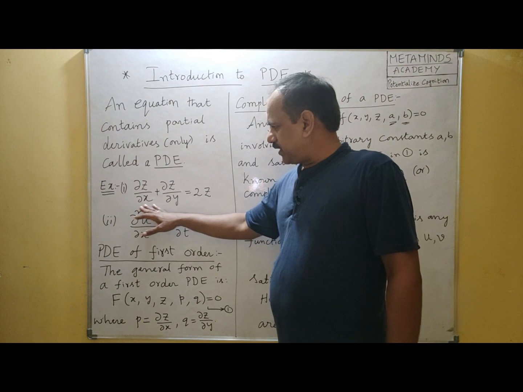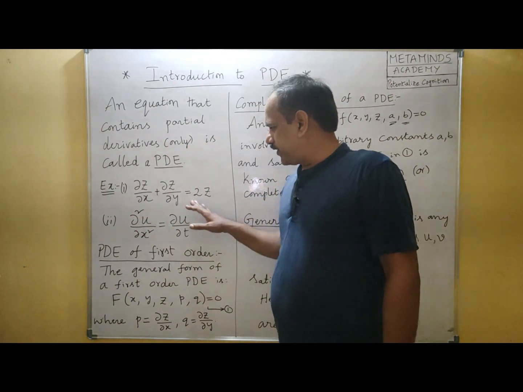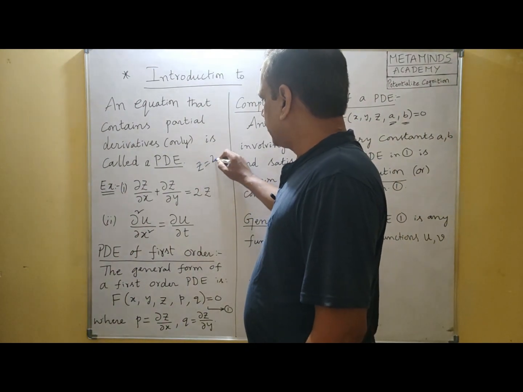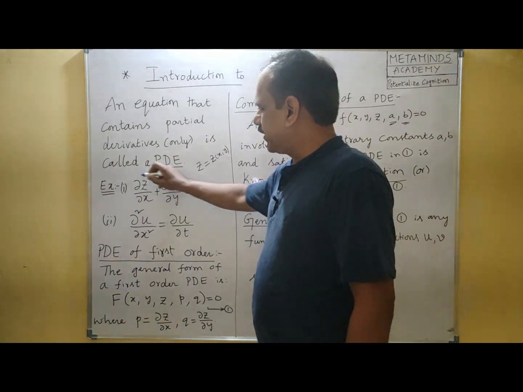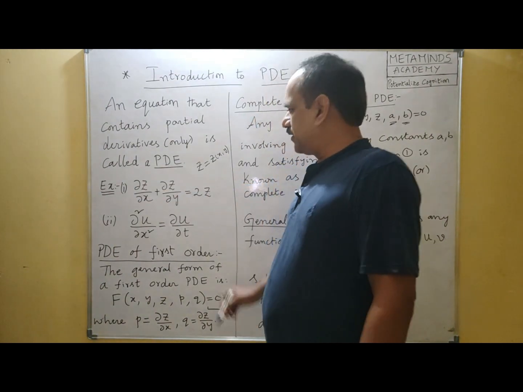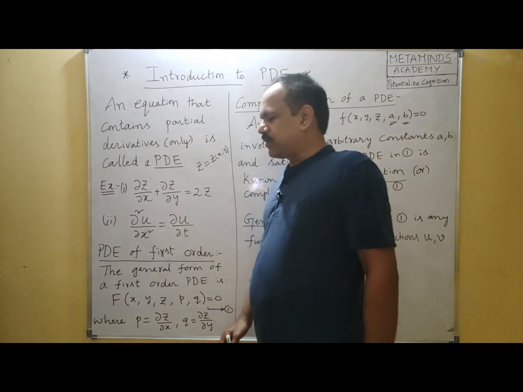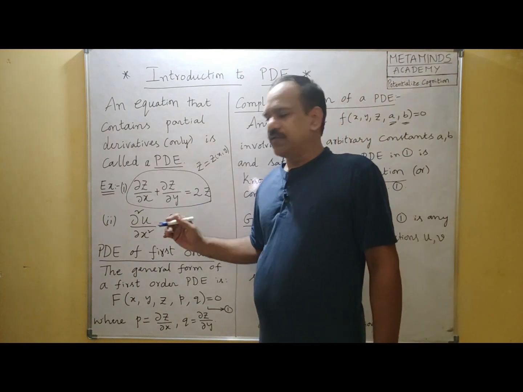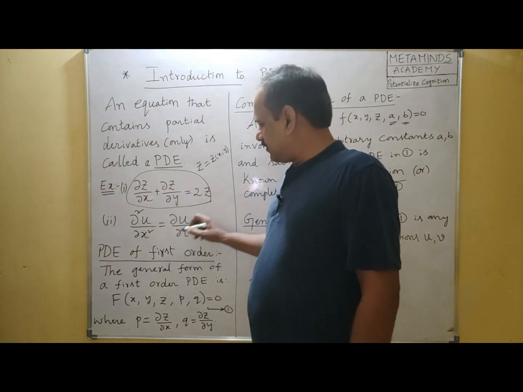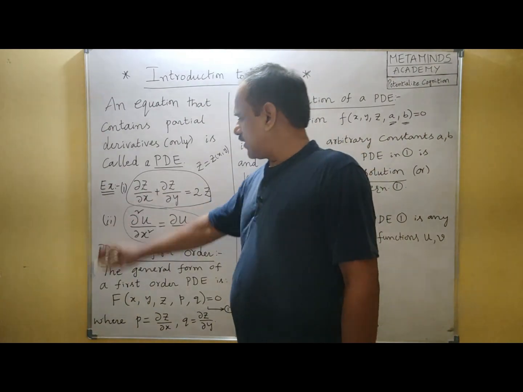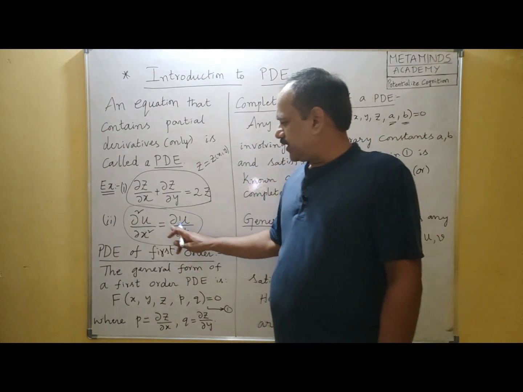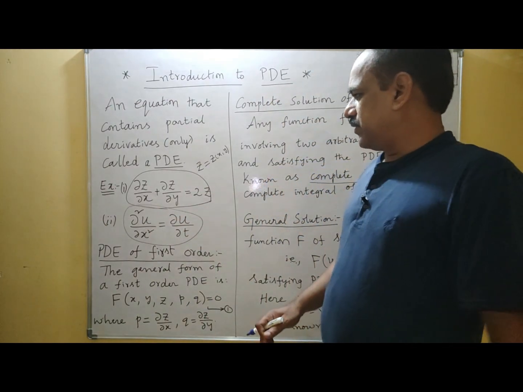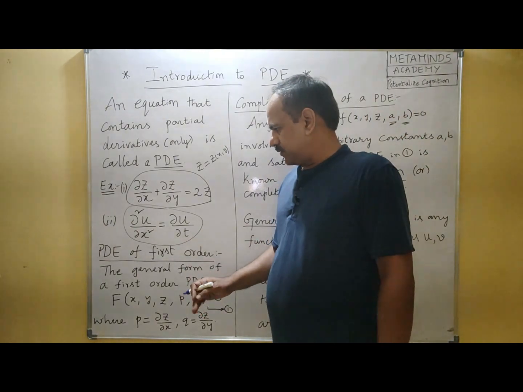What is an example of a partial differential equation? Dou z by dou x plus dou z by dou y equal to 2z. Here z is a function of x and y. Dou z by dou x is the first order derivative of z with respect to x, and dou z by dou y is the first order derivative of z with respect to y. So this is an example of a partial differential equation because it contains partial derivatives. And this is also an example of a partial differential equation as it contains partial derivatives of both first order and second order. So you can have partial derivatives of any order in the equation.